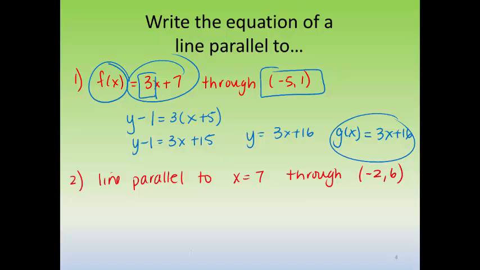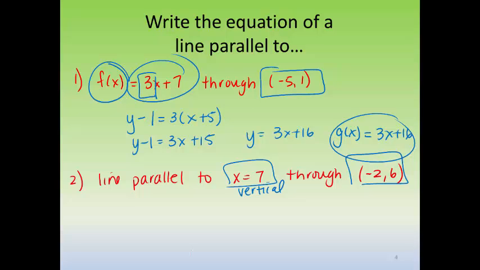All right, this next one is a line parallel to x equals 7. And it has to go through the point -2, 6. Well, this is a vertical line. So all values on this line, or all ordered pairs, begin with a 7 comma, and then the y value, there's an infinite number of choices.